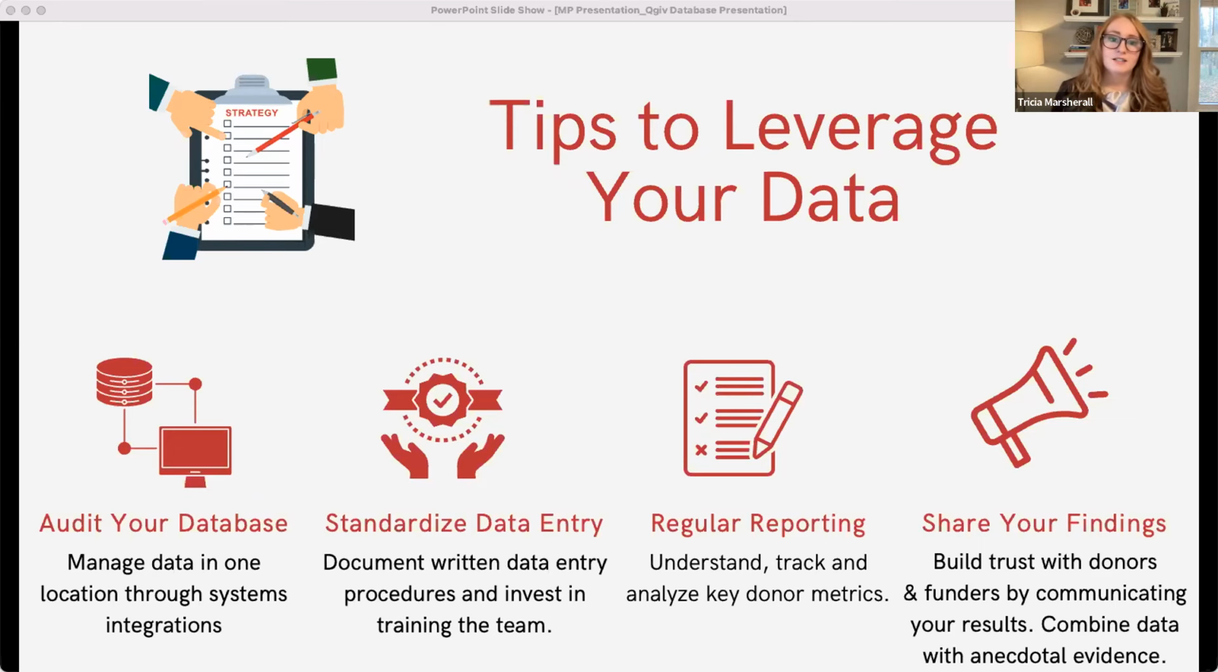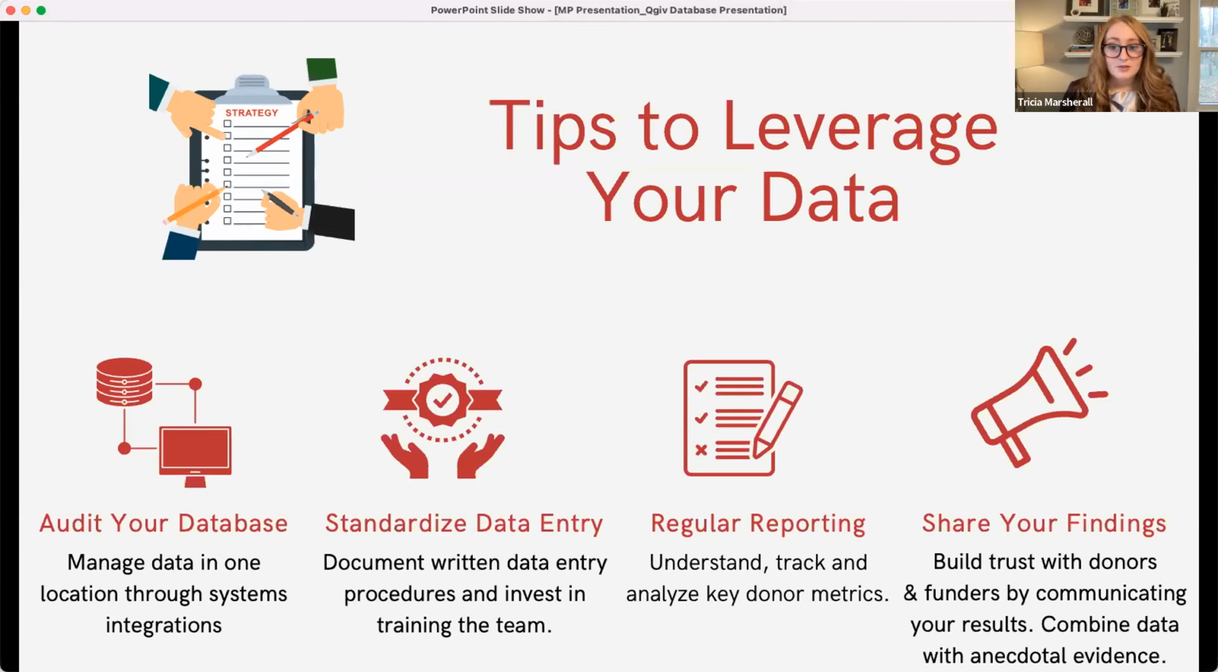So again, standardizing that data entry, making sure that we have clear coding and clear written procedures as to where that information is stored so that we can trust it, leverage it to be able to make better organizational decisions.